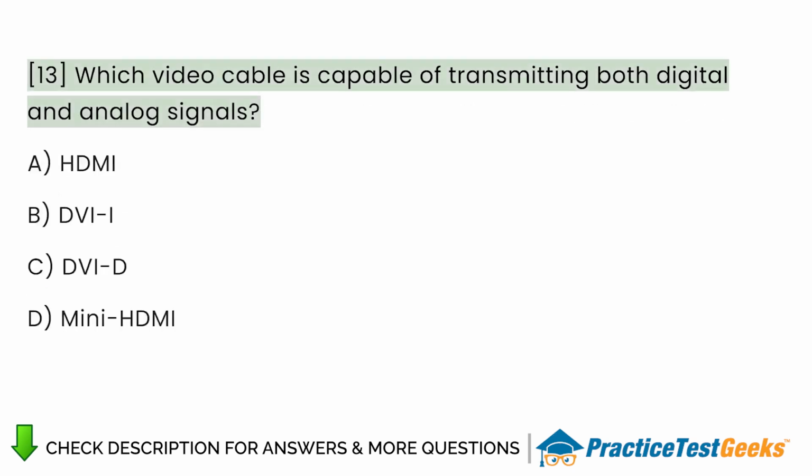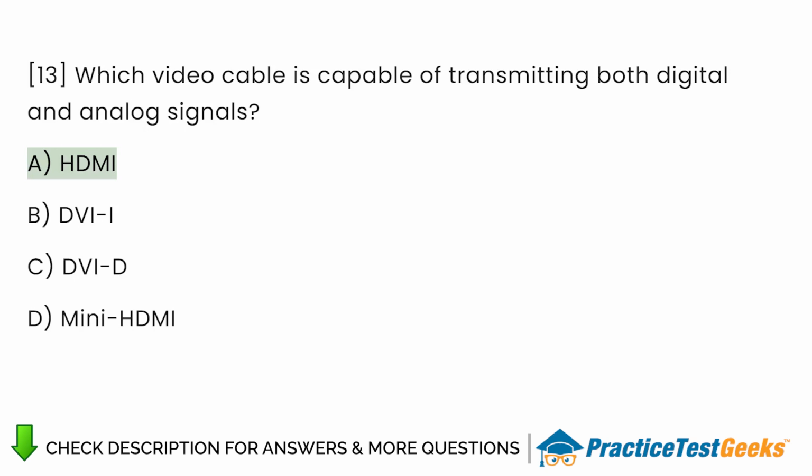Which video cable is capable of transmitting both digital and analog signals? A. HDMI. B. DVI. C. DVI-D. D. Mini HDMI.